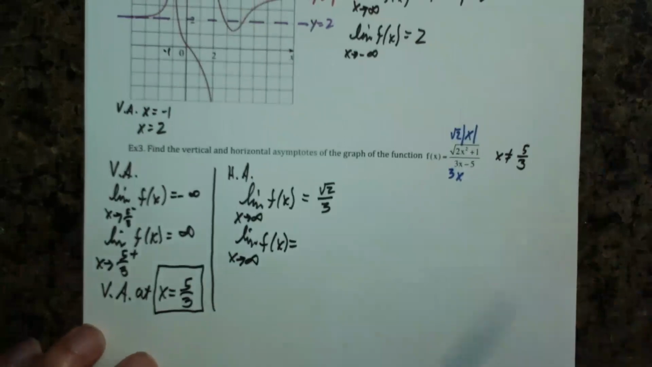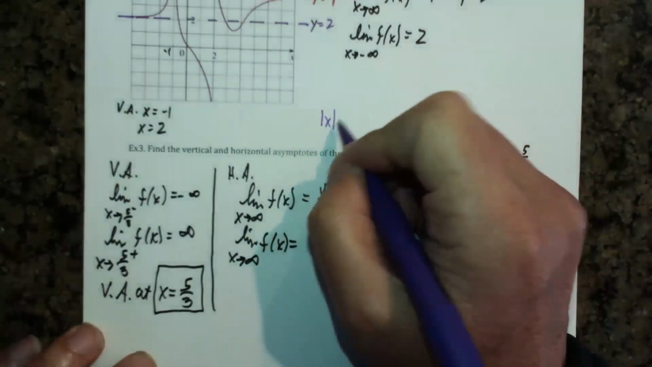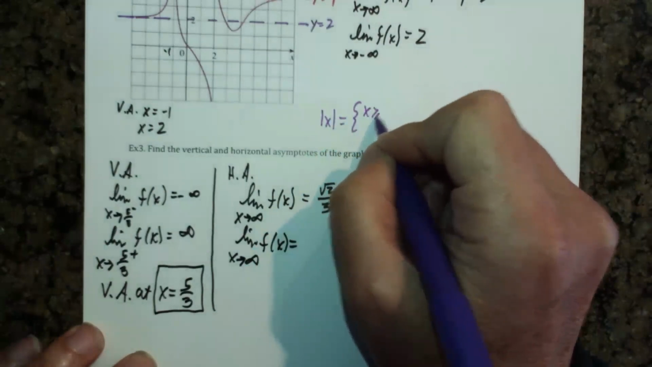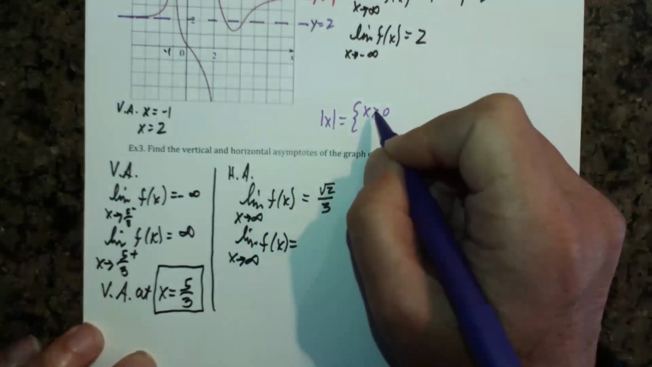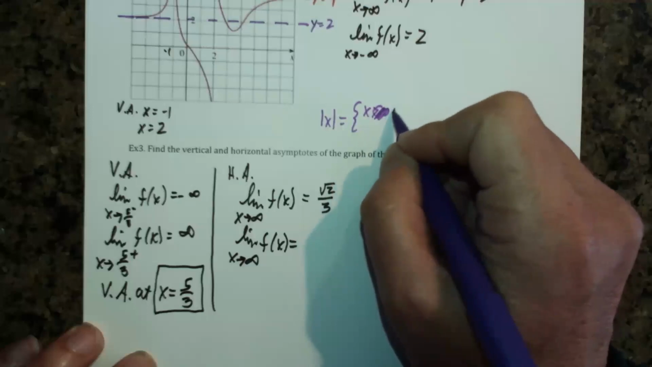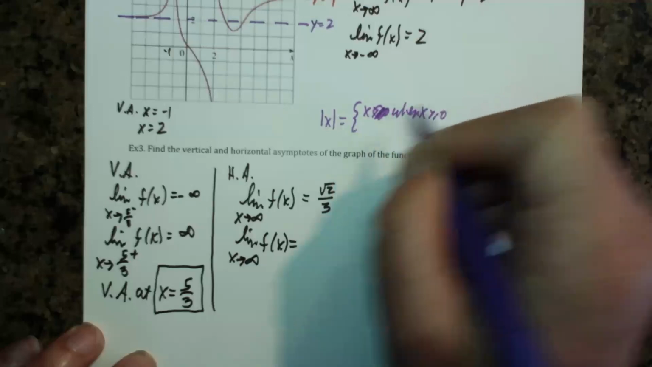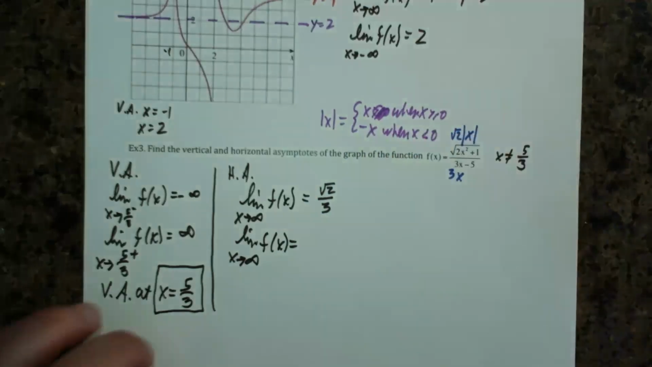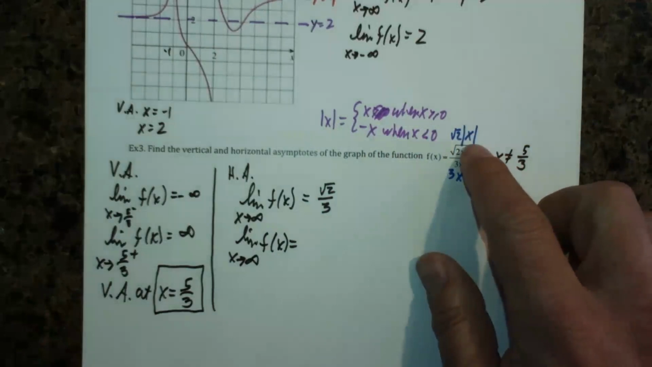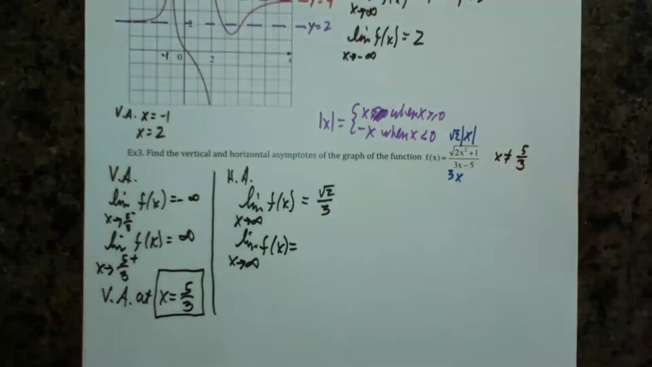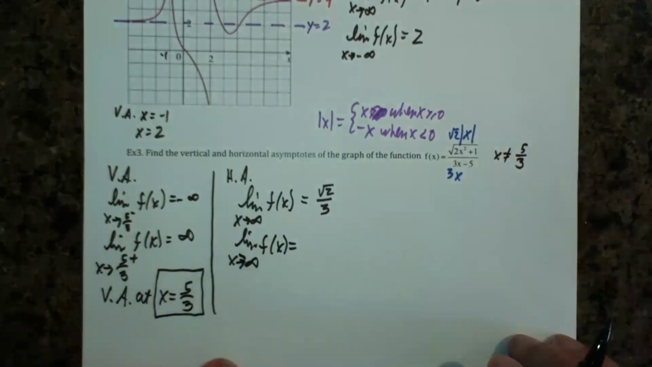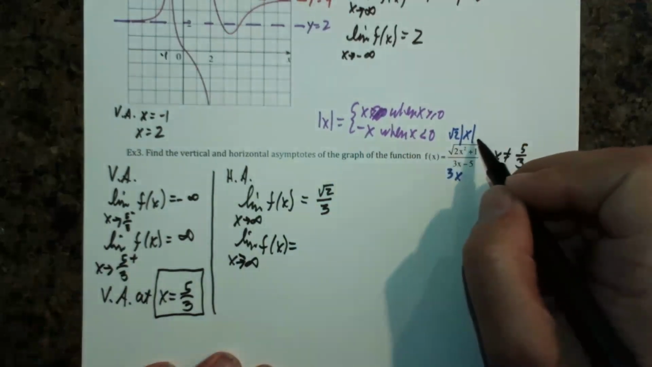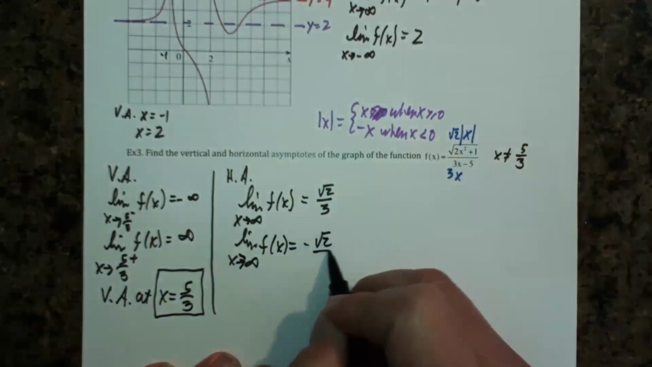So the definition of absolute value: when it's positive, it's just x when x is bigger than or equal to 0, and it's negative x when x is less than 0. So when x is positive, it just becomes x over x. We get a positive √2/3. However, when we're going to negative infinity, this becomes negative x. So we end up with a negative √2/3.